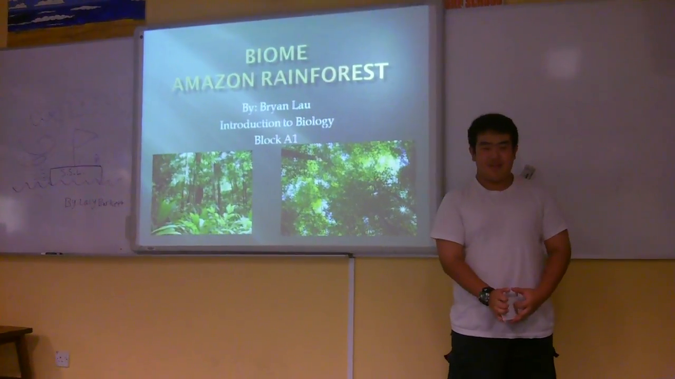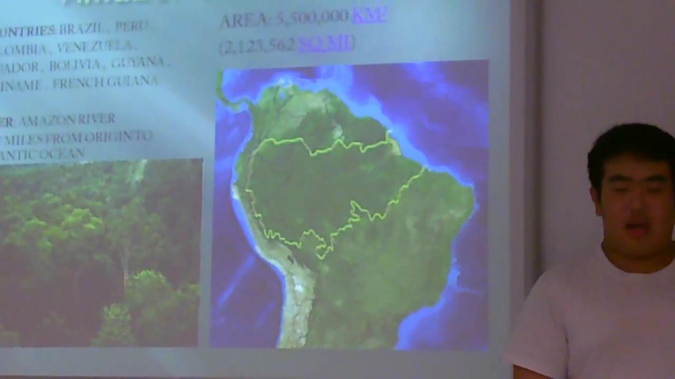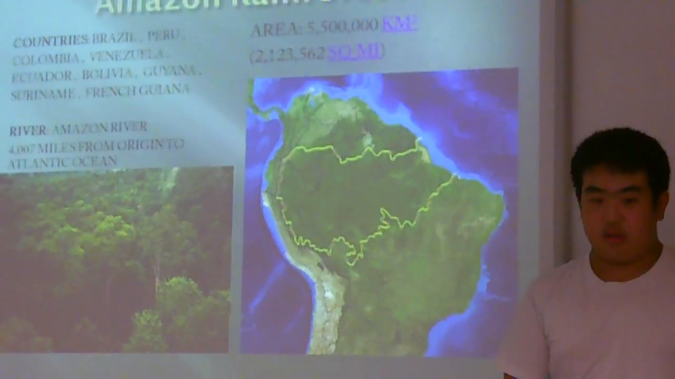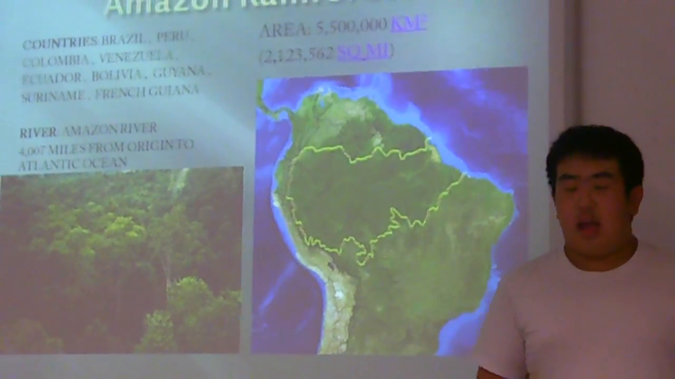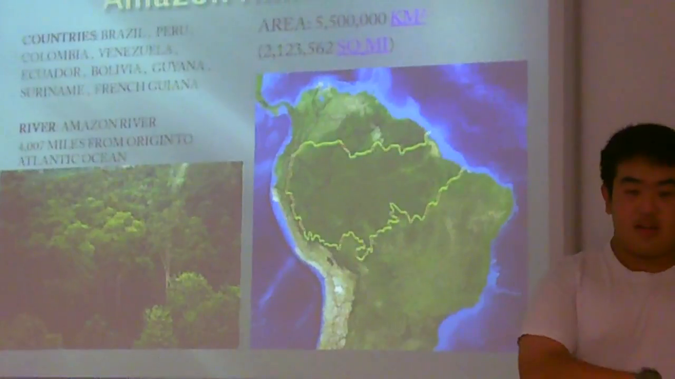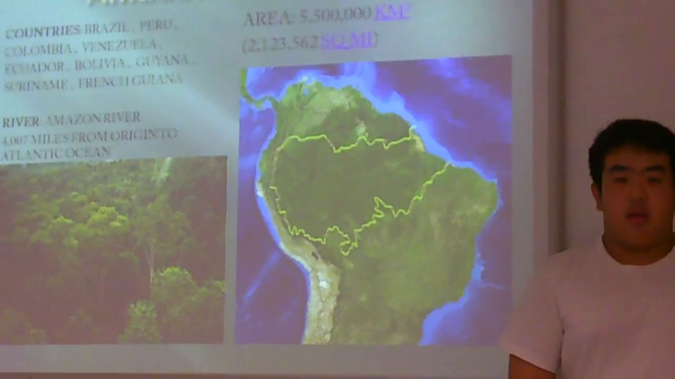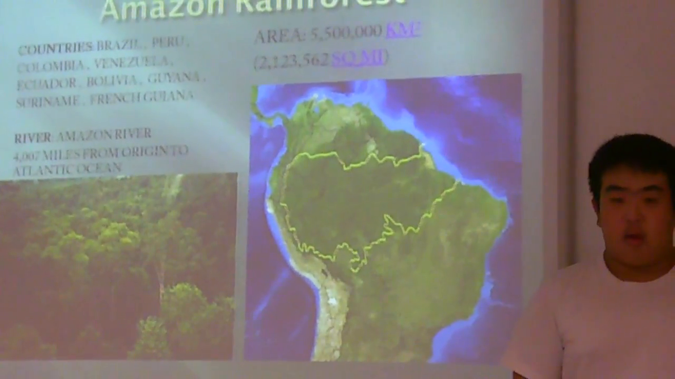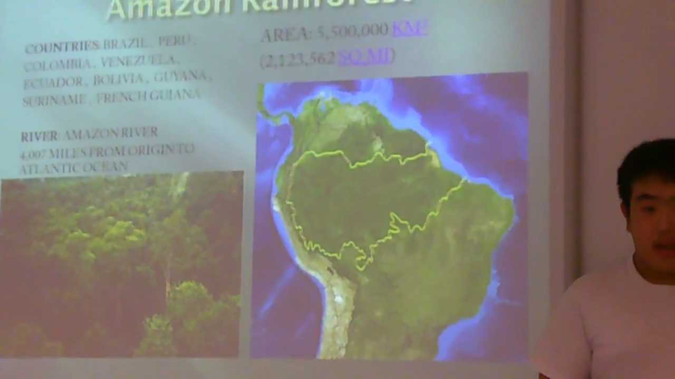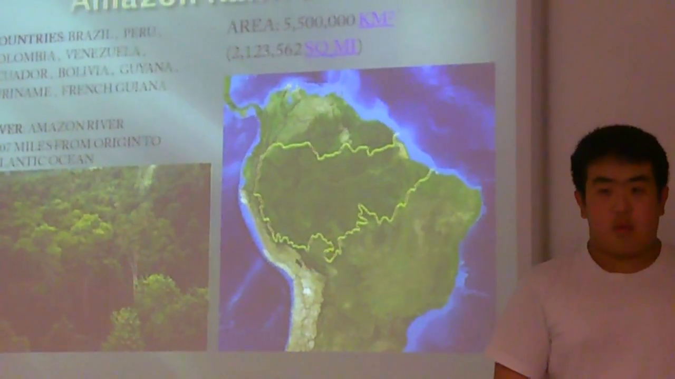Means of the Amazon rainforest. The Amazon rainforest consists of 9 countries and is listed on the top left corner of the slide. And the Amazon rainforest is about 4,007 miles from the origin to the Atlantic Ocean. It is about 5.5 million square kilometers from west to east, and about 2.1 billion square miles.